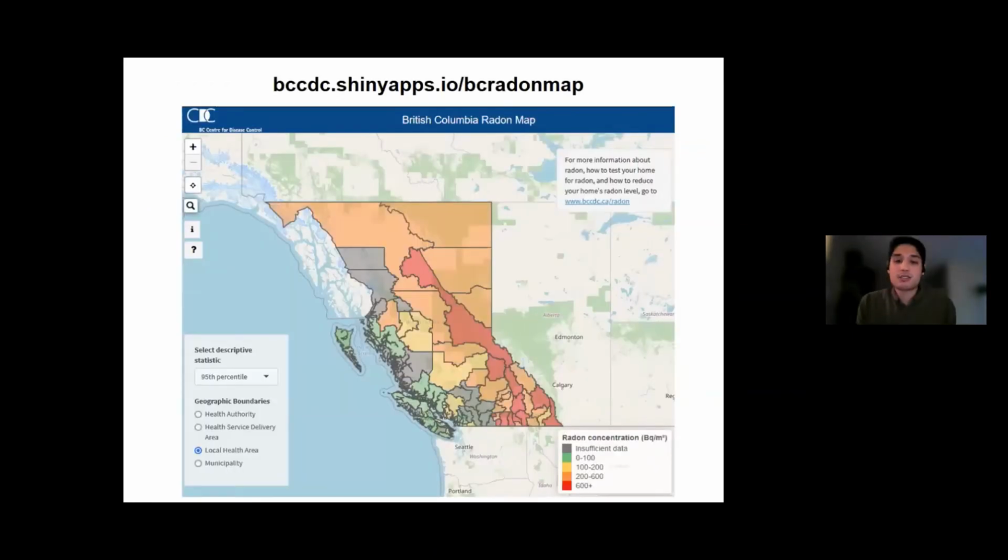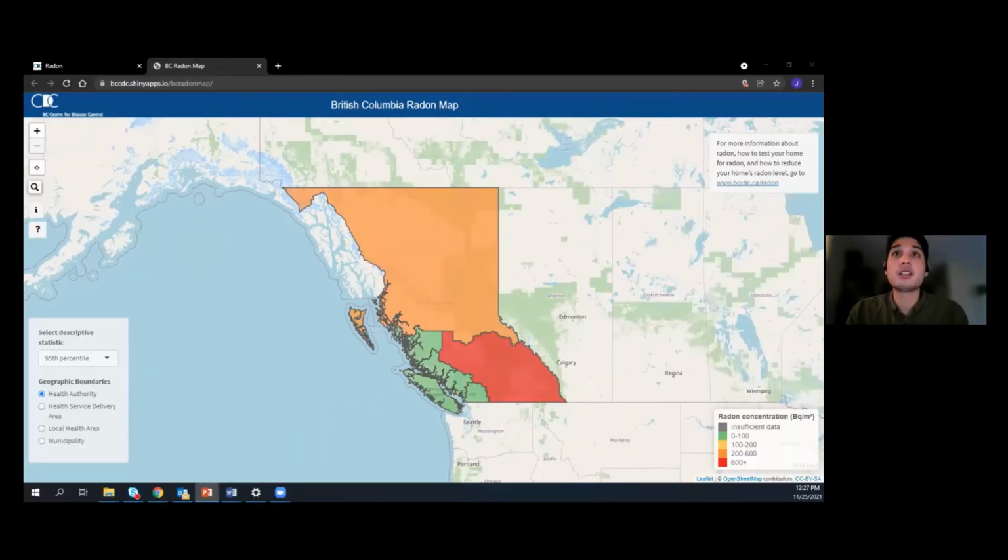All right, so this is one of our recent uses of the compiled data, hot off the press. We just released it for November Radon Awareness Month. It's a web app displaying radon concentrations across the province. And the goal here is to increase awareness and knowledge about radon here in BC. So I'm gonna jump out of here. Hopefully you can all see my browser there. Is that correct?